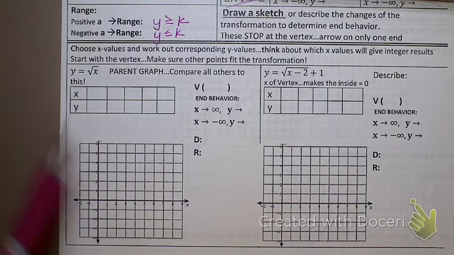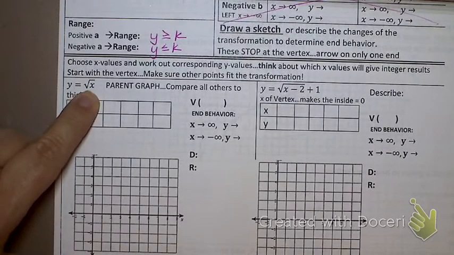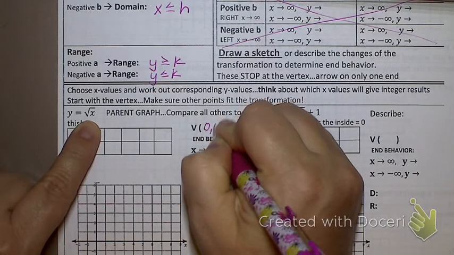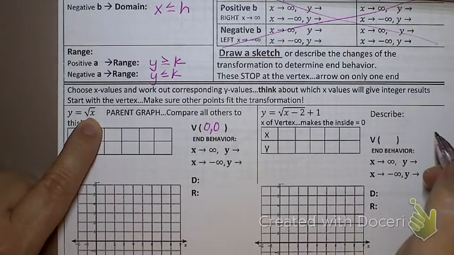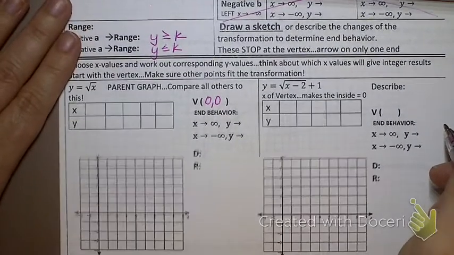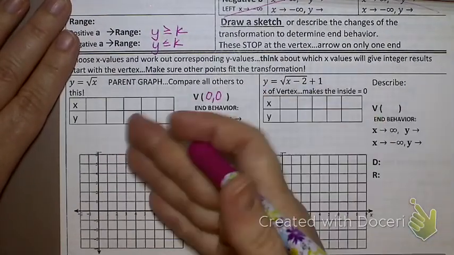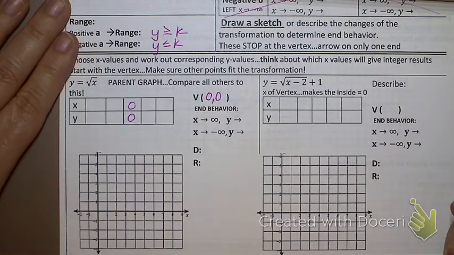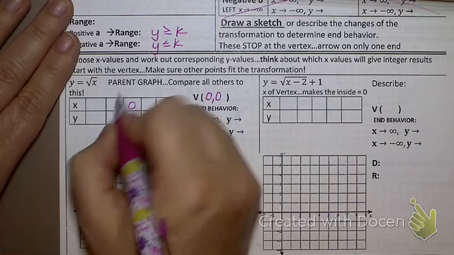Yep. So, what would you say is my vertex? Remember that thing that I highlighted up above? Your vertex is HK. So, what is my vertex in this case? 0, 0. There's no H, there's no K, which makes them both 0. And when I have a vertex and there's an XY chart, I'm assuming the vertex goes in the middle. Okay. And I'm going to fill in values around.